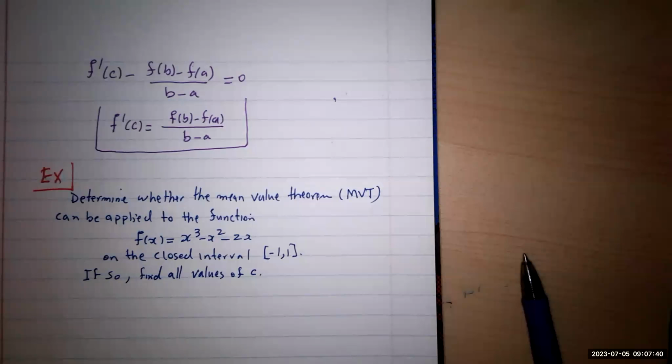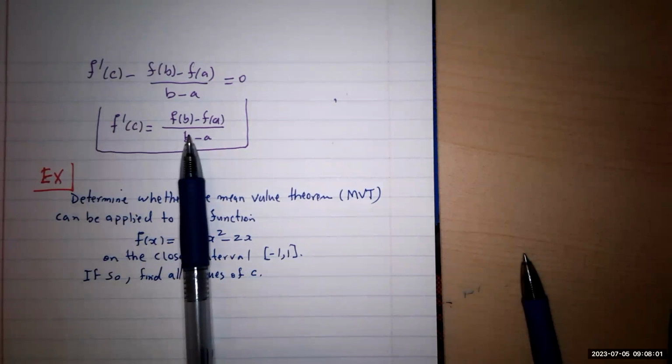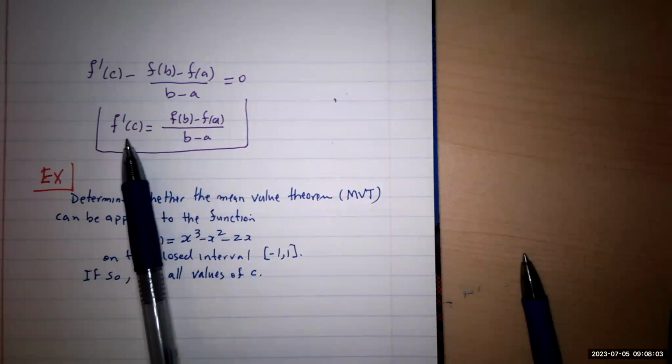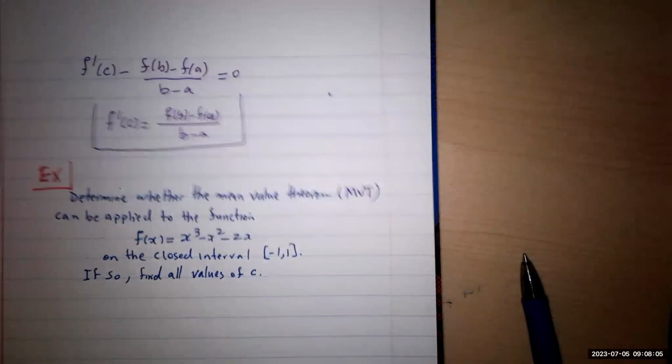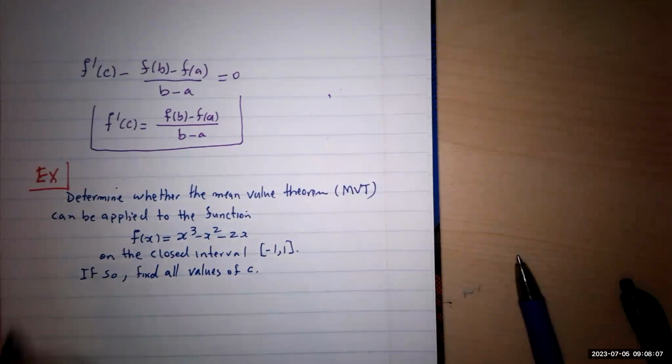Two conditions to check. The first one, continuity, of course, it's a polynomial, it's continuous. Second condition, differentiability. Of course, differentiable: 3x squared minus 2x minus 2 is differentiable. So it can be used. From this one, cross multiply, find the c. That's it. Okay, solution.